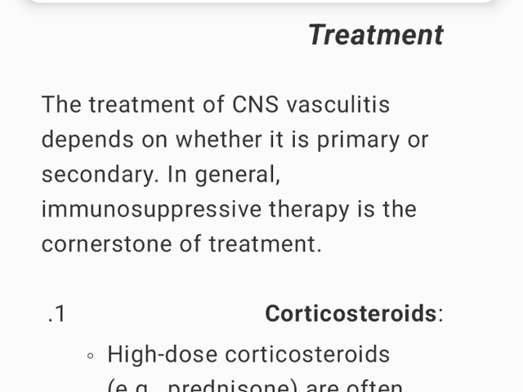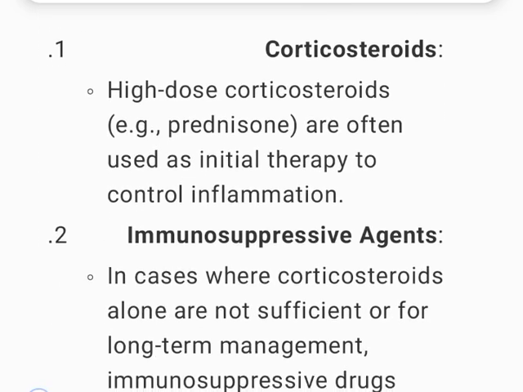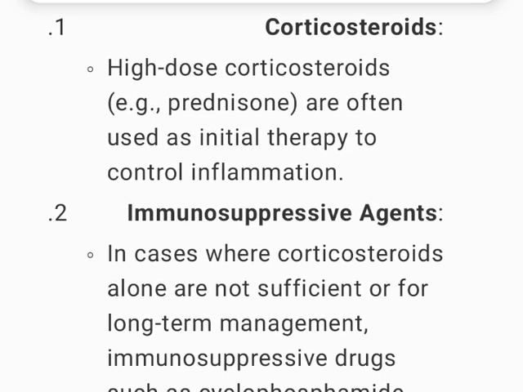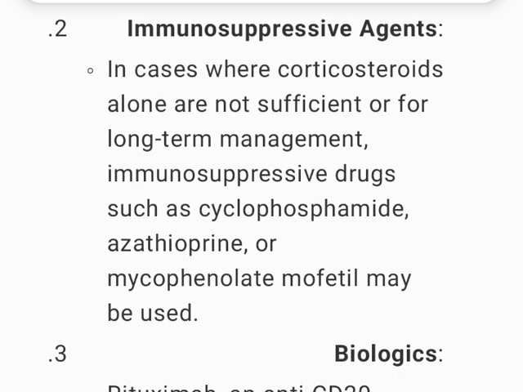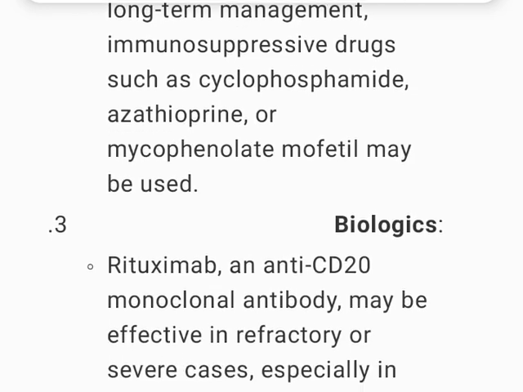In general, immunosuppressive therapy is the cornerstone of treatment. 1. Corticosteroids. High-dose corticosteroids, e.g. prednisone, are often used as initial therapy to control inflammation. 2. Immunosuppressive agents. In cases where corticosteroids alone are not sufficient or for long-term management, immunosuppressive drugs such as cyclophosphamide, azathioprine, or mycophenolate mofetil may be used.